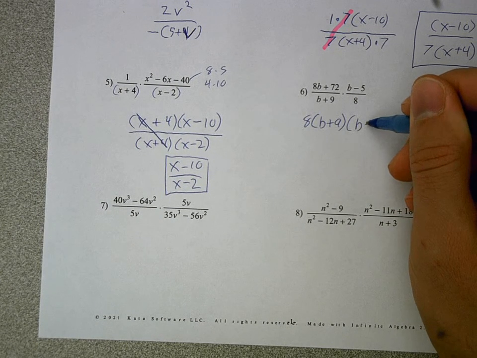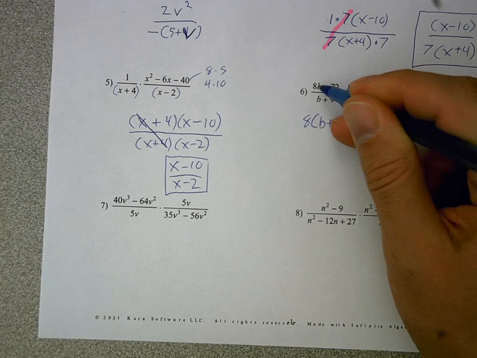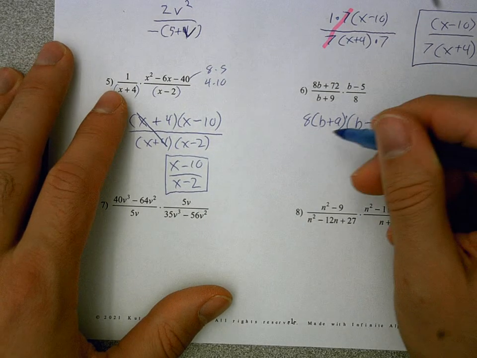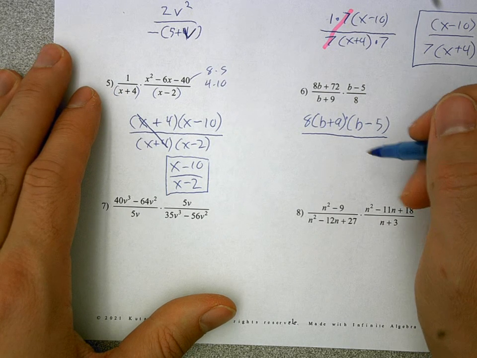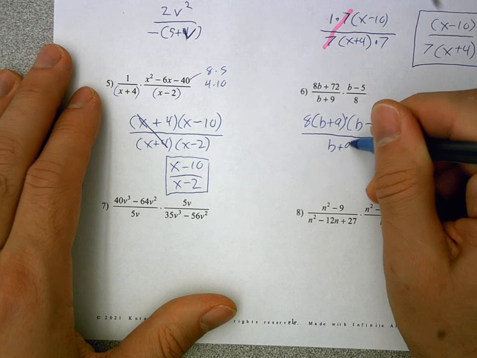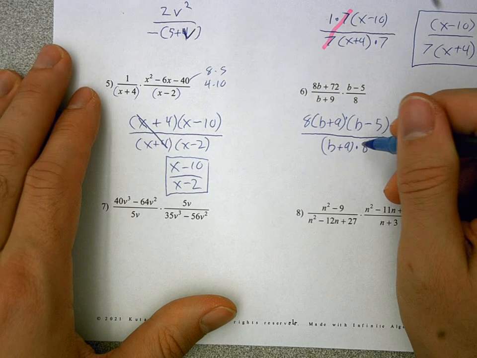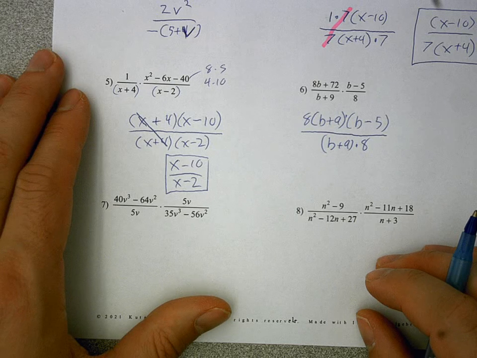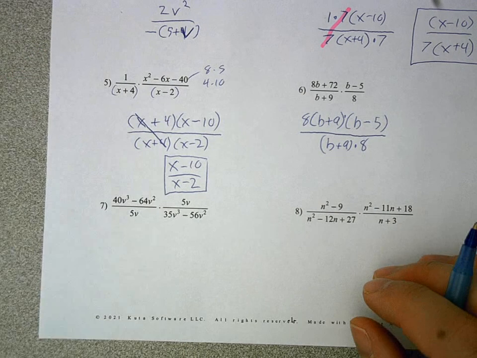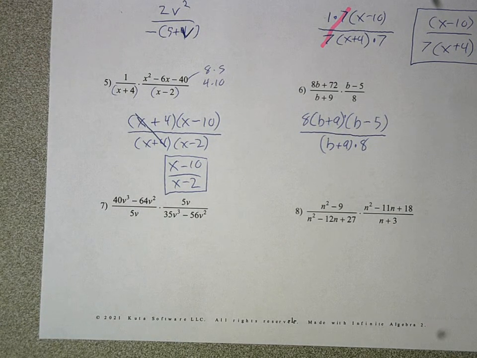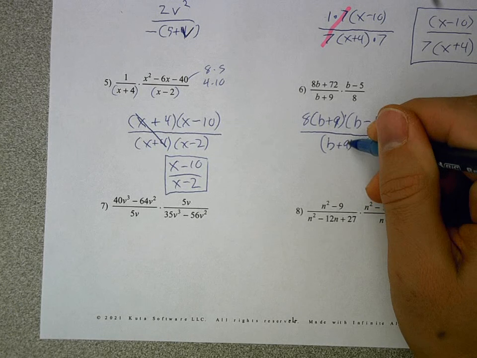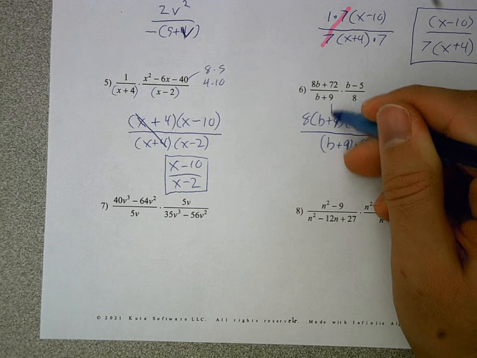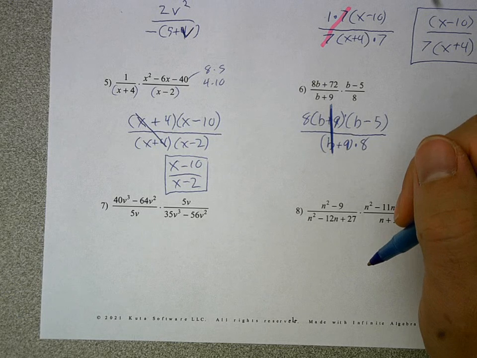And again, b minus 5. When we're multiplying fractions, it's just top of one times the top of the other. And then here, b plus 9 times 8. All right. Haley, do you see anything that reduces? Yep, b plus 9 up here, b plus 9 up here. All of that becomes one big 1. That's a big one. Yep.